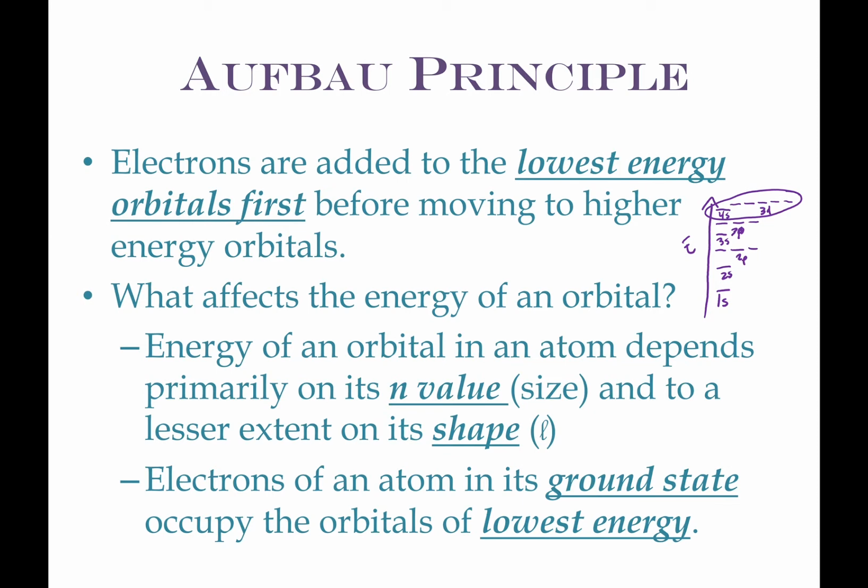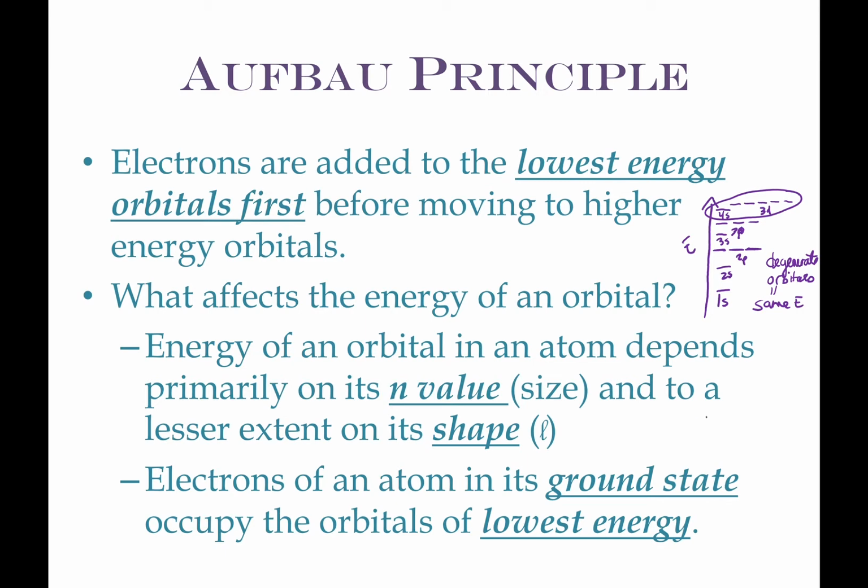Now, what affects the energy of an orbital? So we have these ones that we draw straight across, the p's. Why did I draw those? Those are called degenerate orbitals. They're not bad, it means they're the same energy. So they go straight across because they're the same energy.